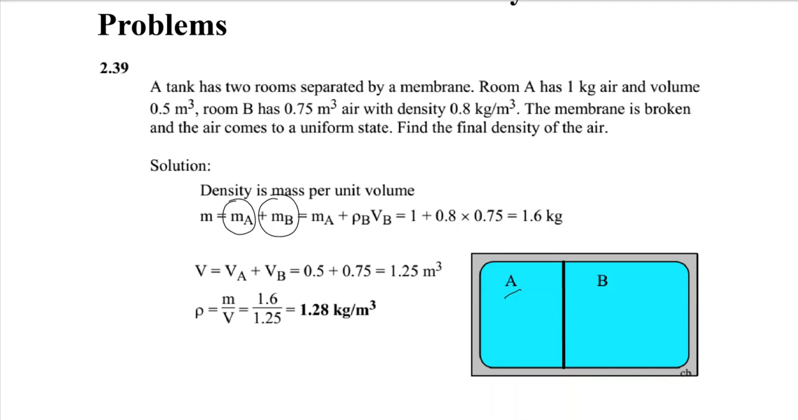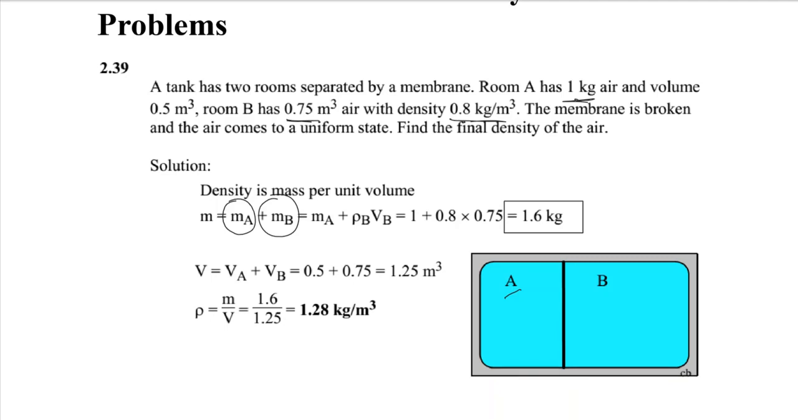For the mass of the air in room A, it is given as 1 kg, while the mass of B is not directly given, but we have been given the volume and the density. So the volume multiplied by the density would be the mass. So we have 1.6 kg of total mass, which would be the mass of the air in the room when the membrane is broken.